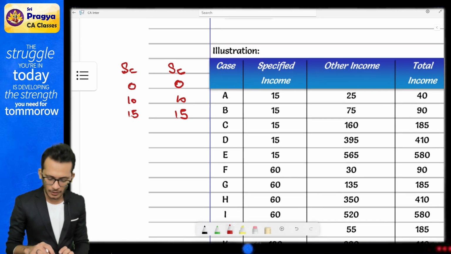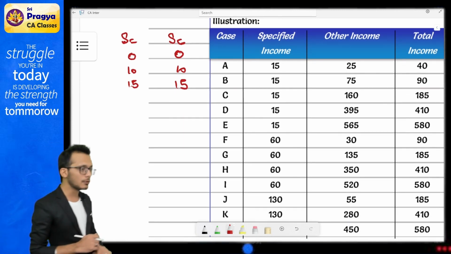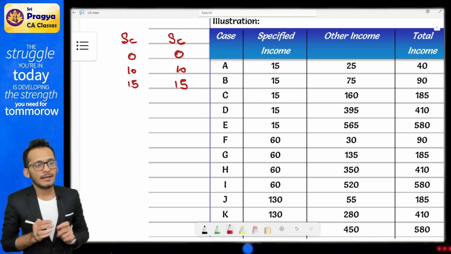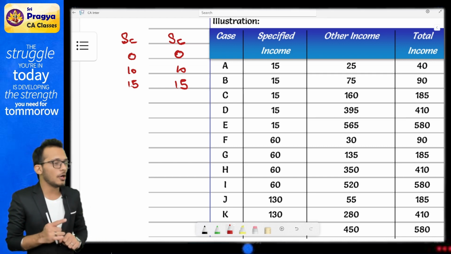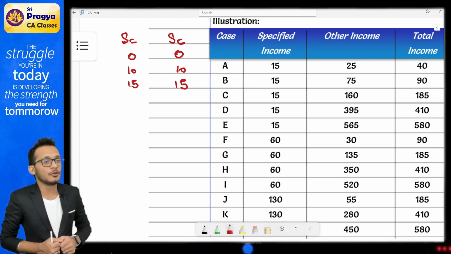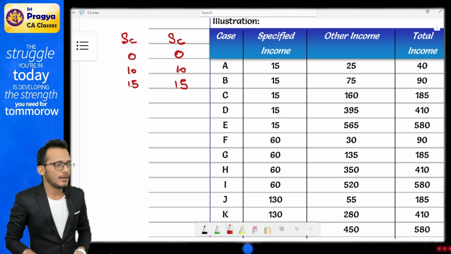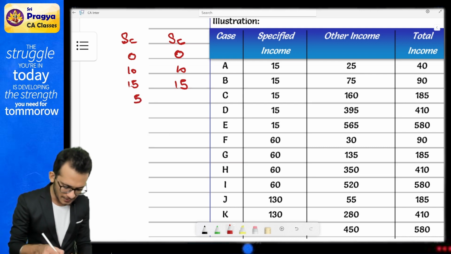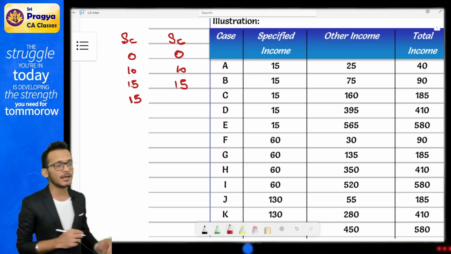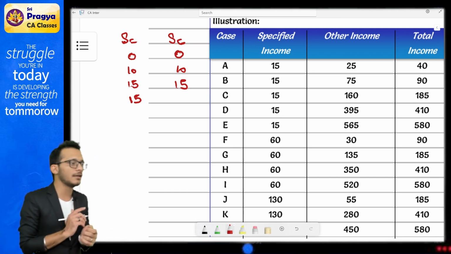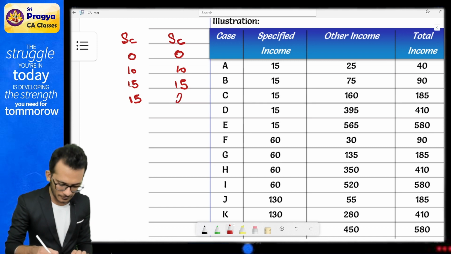Then you have 15 and 395, total has become 410, which means 4 crores and 10 lakhs. Now you have seen that the income has gone beyond 2 crores, which means enhanced surcharge will come into the picture. The moment that comes in, you have to split between your special and normal. Special will become 15. Normal will be on a standalone basis. It is showing 395, above 2 crores, less than 5 crores, therefore 25.